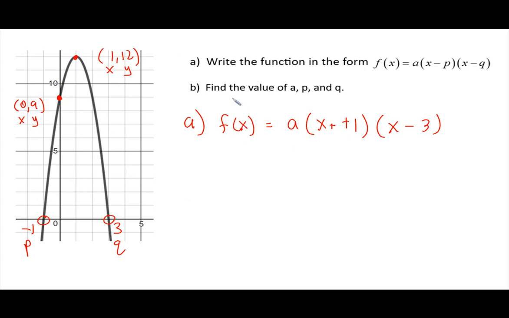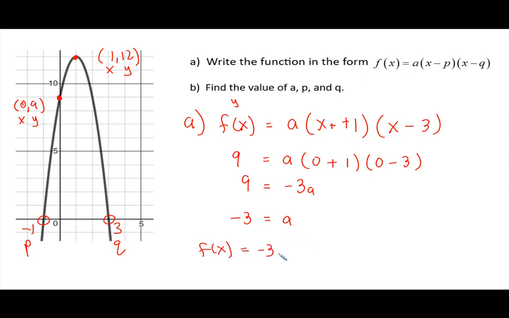So remember this f of x, you could think of this as y. So we have 9 is equal to a times (0 plus 1) times (0 minus 3). If we work this out, this is -3a is equal to 9, divided by -3. So we get a is equal to -3. So if we write this equation now, it's going to be f of x is equal to -3 times (x plus 1) times (x minus 3). So this would be our answer for part A.